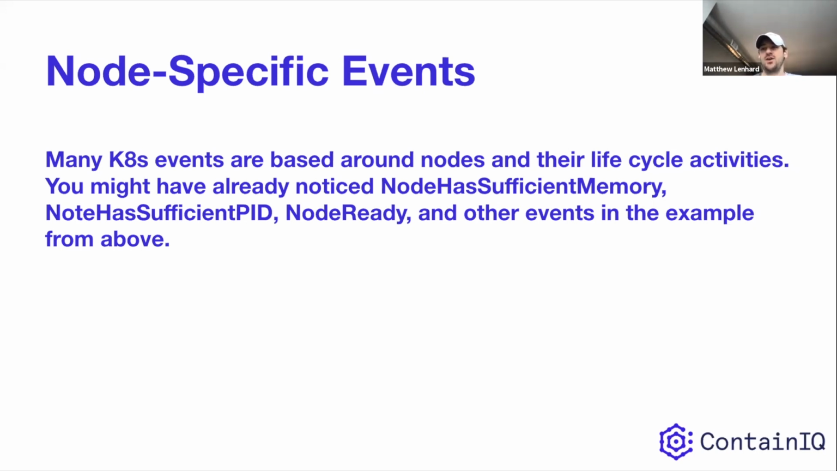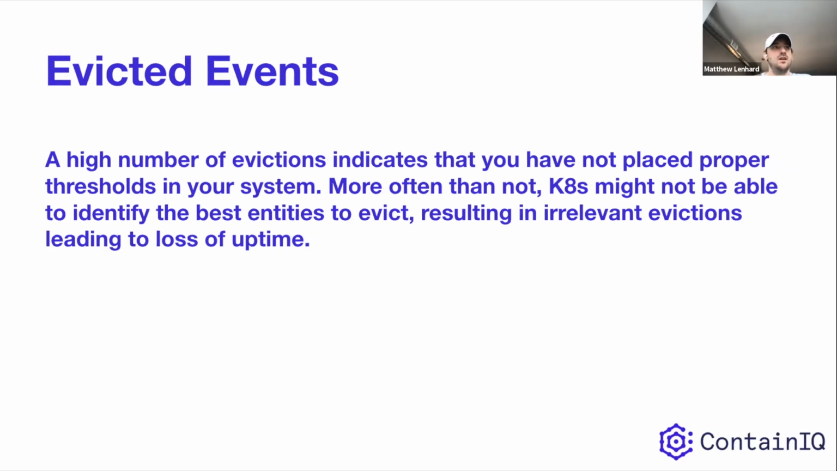And in this new norm of ephemeral resources that Kubernetes offers, it's a great way to just reduce the overall burden of having to update things as you go. Evicted events. So this is, in most cases, a precursor to things going wrong.